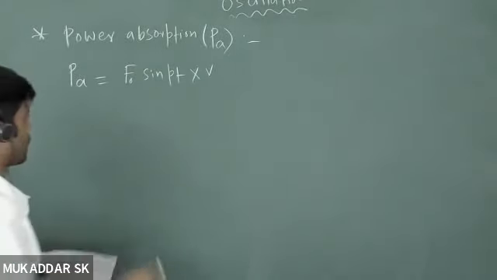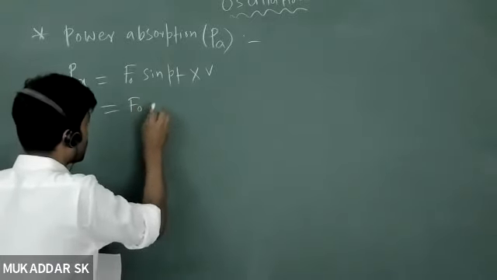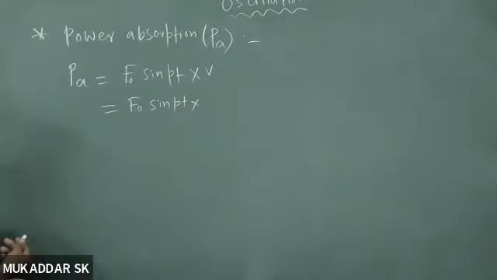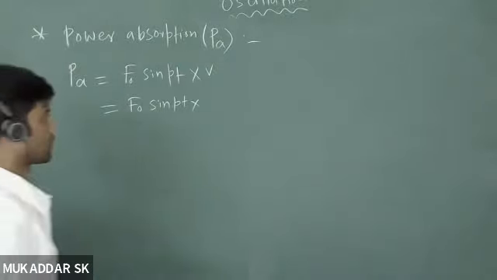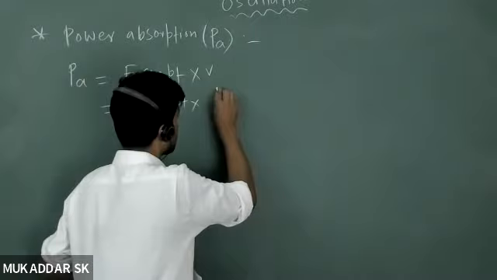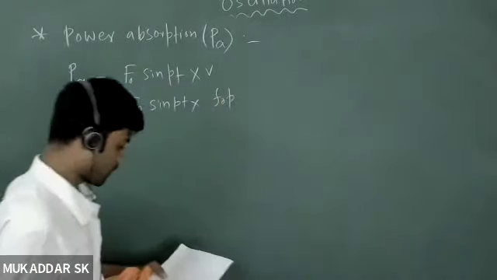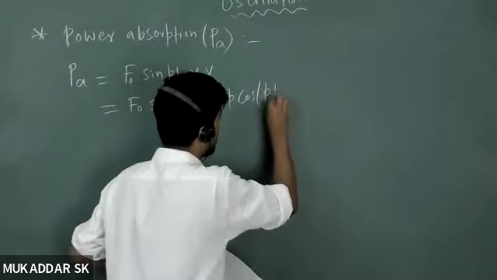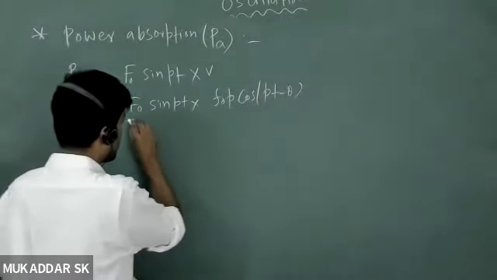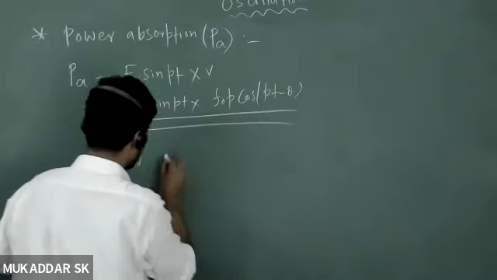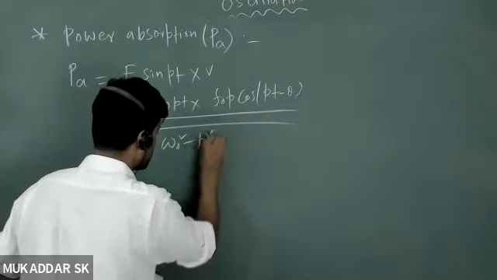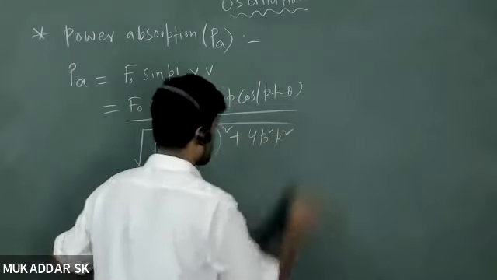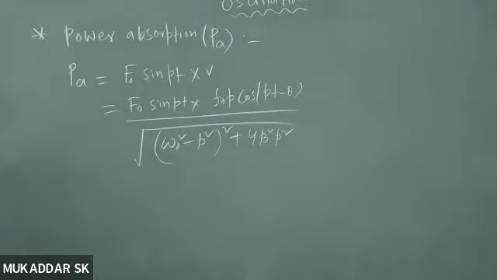Now we know the velocity, right? What was that velocity? Can anybody tell me the expression for velocity? It was f naught p, then you will have cos of (pt minus theta), divided by the square root of ((omega naught square minus p square) whole square plus 4 beta square p square). So this is your power absorption.